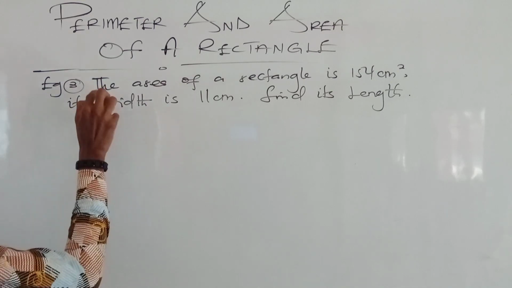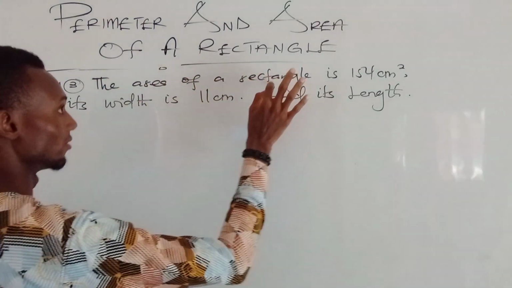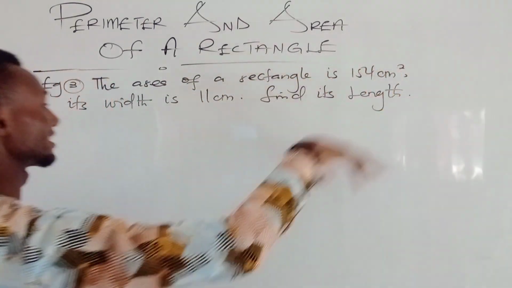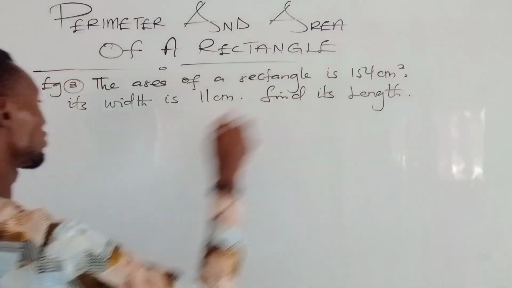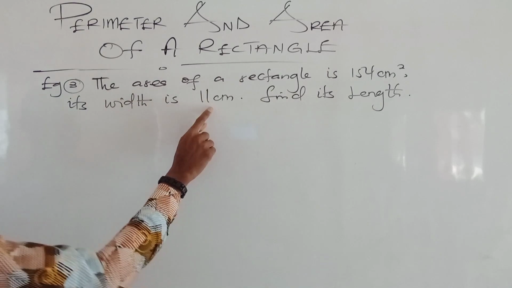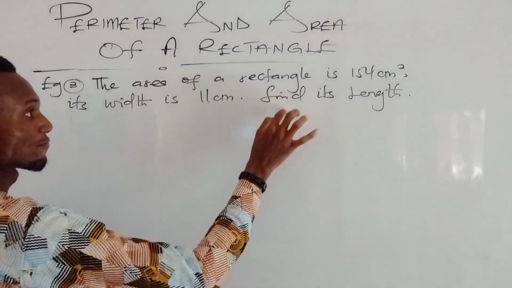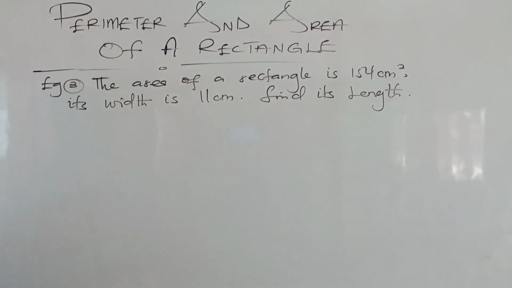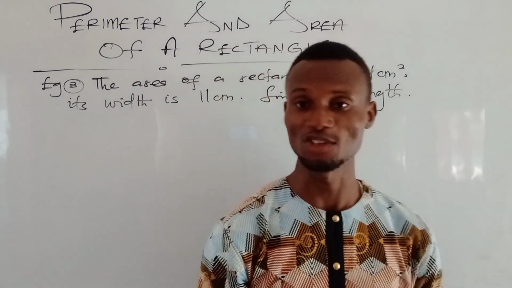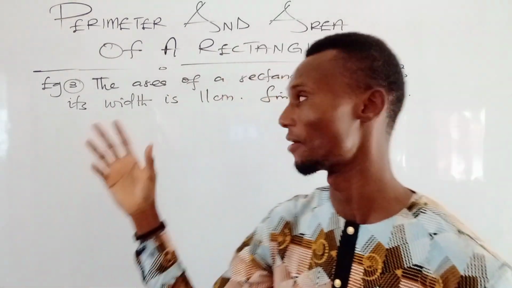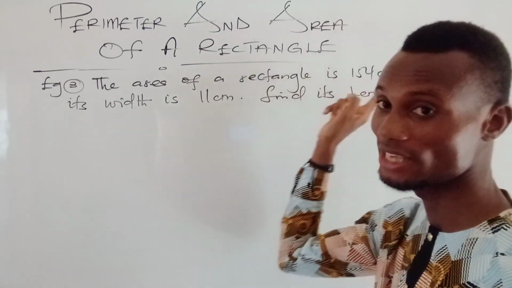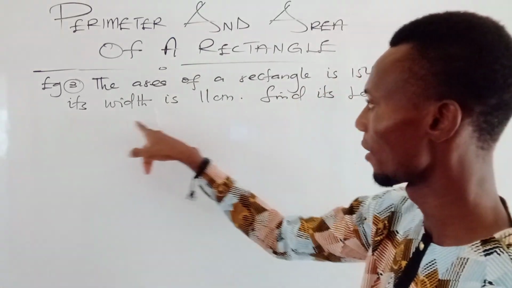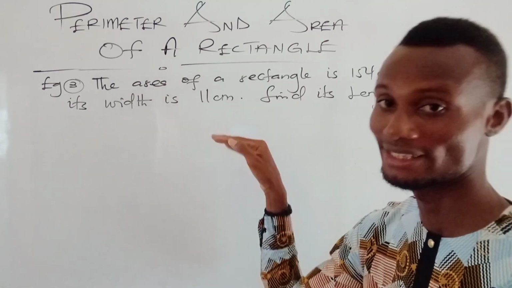It says that the area of a rectangle is 154 centimeters square, 154 centimeters square. Its width is 11 centimeters. Find its length. So the question is asking us to find the length of a rectangle whose area is 154 centimeters square and the width is 11 centimeters.